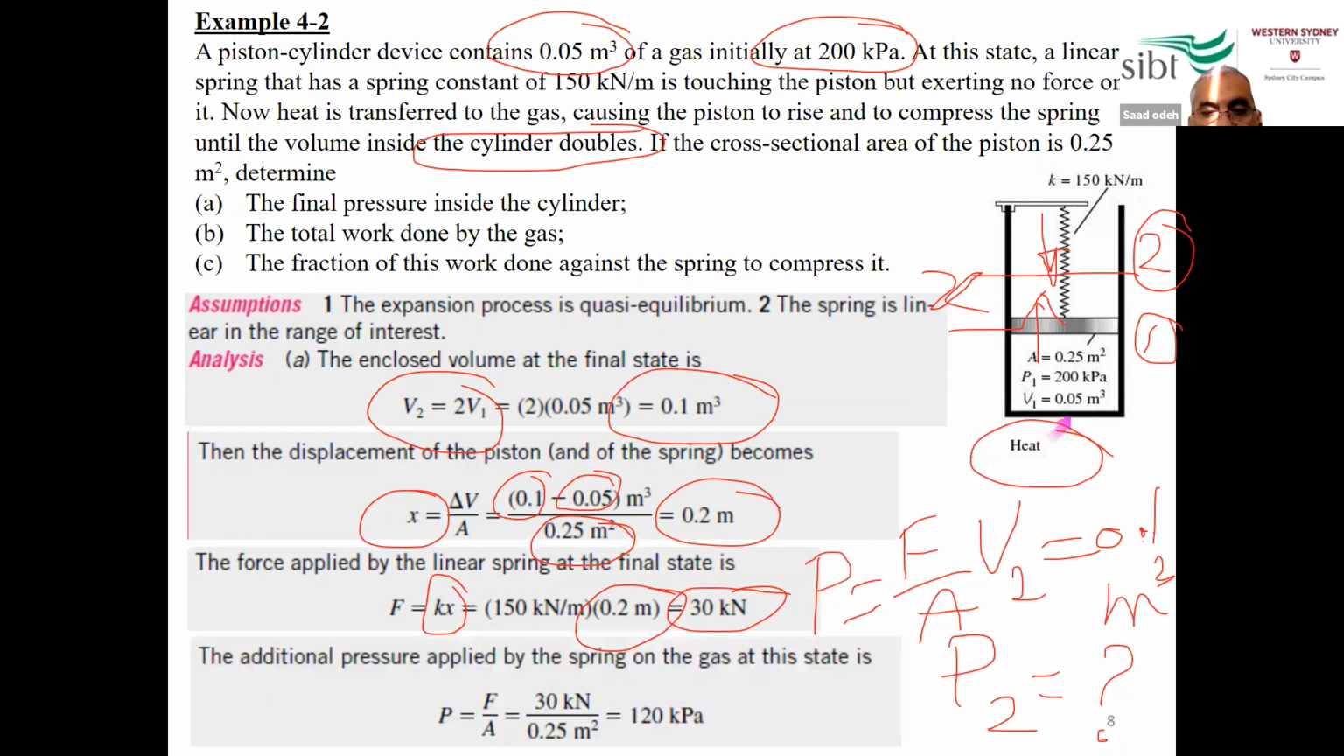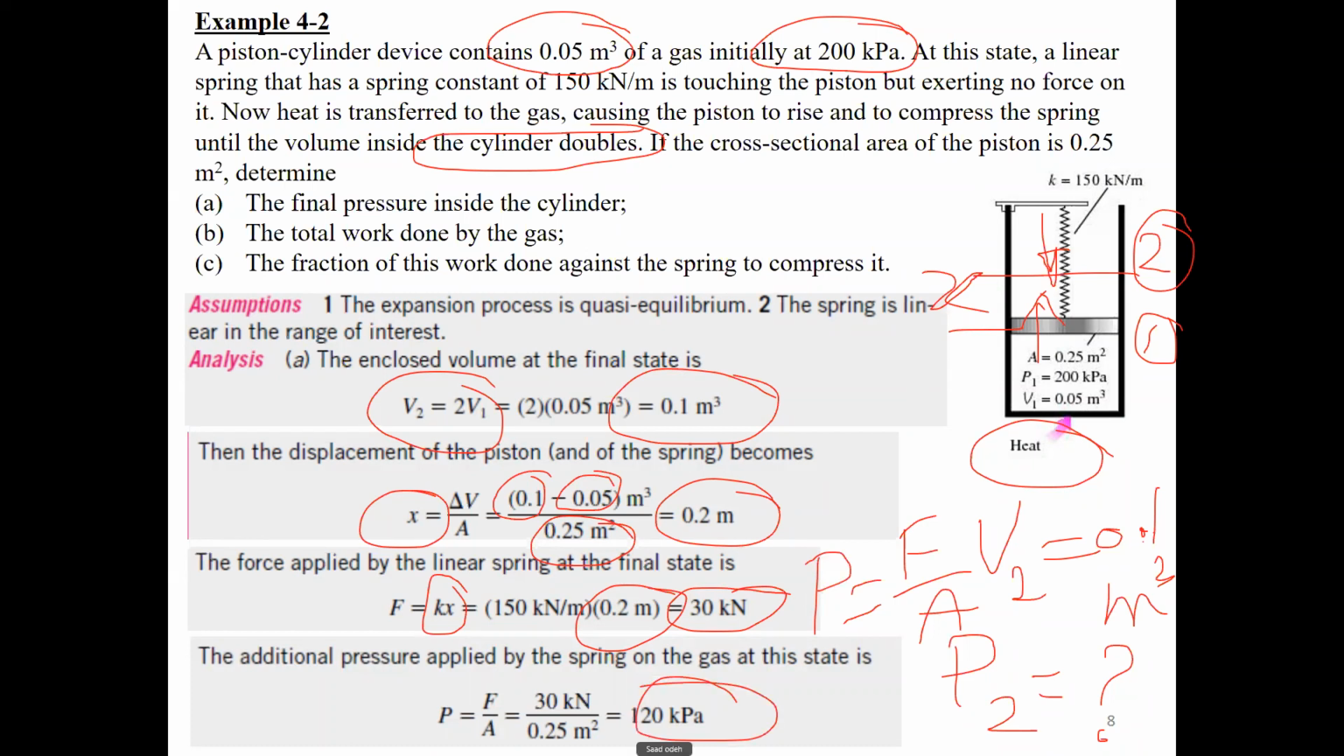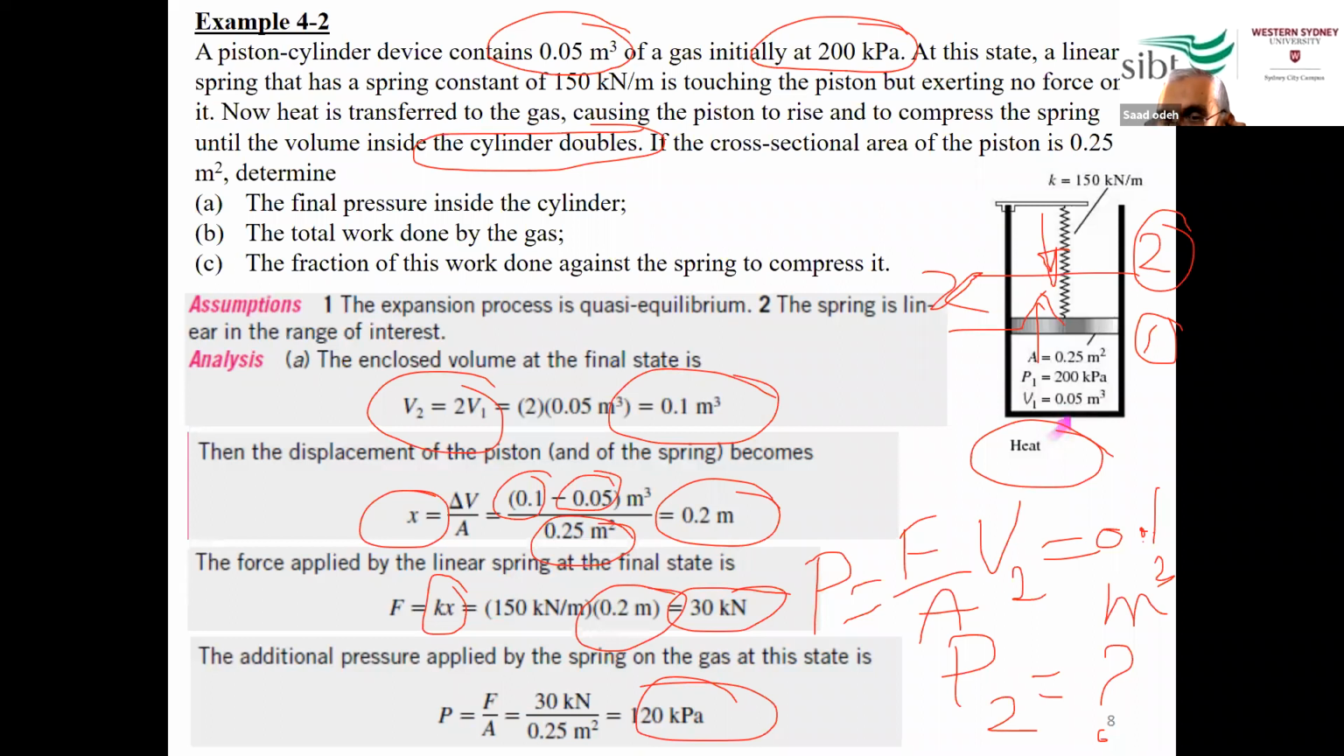So that's the pressure applied by the spring, 120 kilopascal. Now the final pressure, remember, represents two pressures. The pressure of the spring, because the spring is trying to push the gas downward, and also the pressure of the gas because of the heat. So if you add them together, you will get the final pressure inside the cylinder.